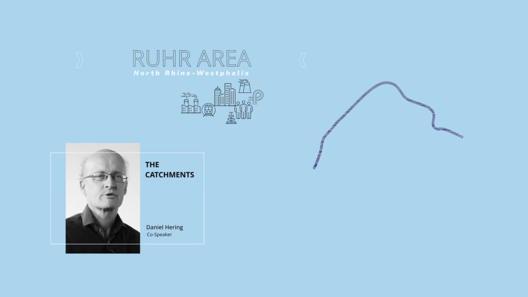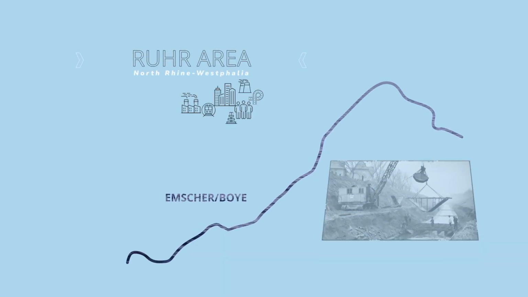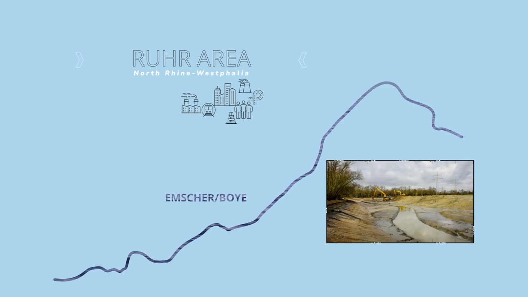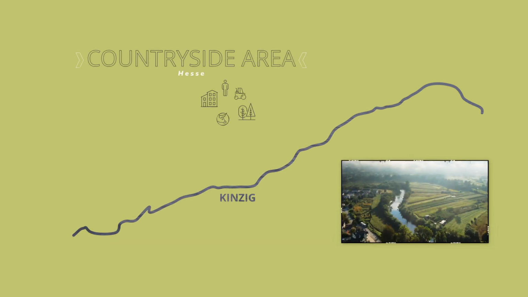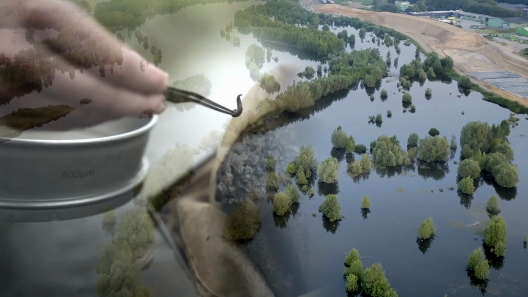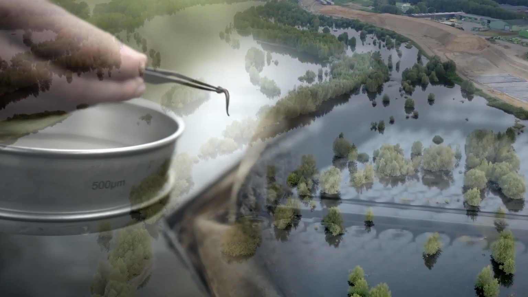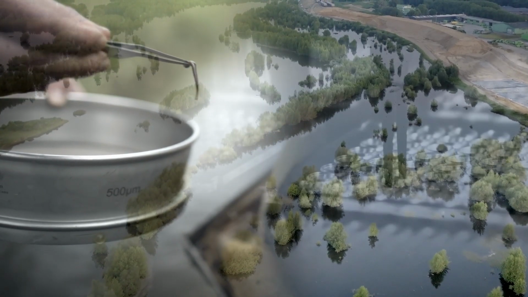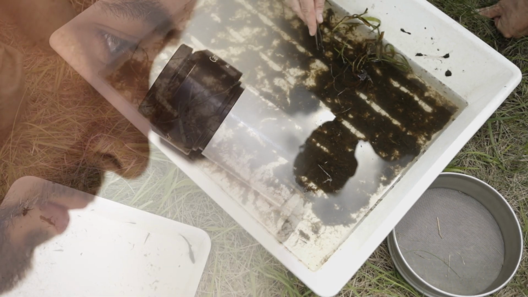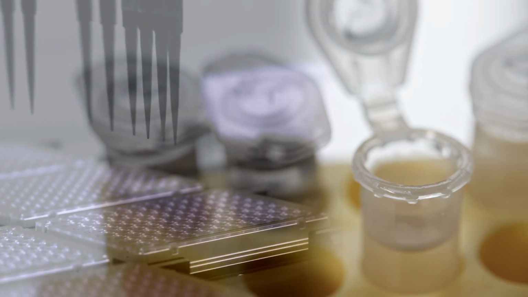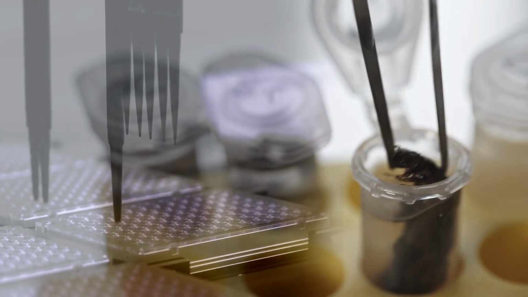We selected two catchments, the Emscher-Boyer catchment in an urban area that is recovering from severe sewage pollution since 20 years. And the Kinzig in Hessen, a countryside area representing a typical Central European landscape. We explore the mechanisms and processes of transitions between these two states. This allows for insights into stream ecosystem functions and their resistance and resilience to multiple stressors.